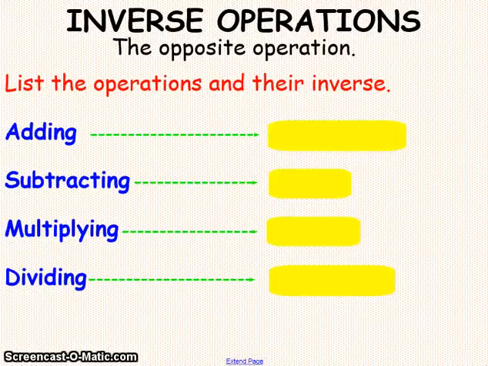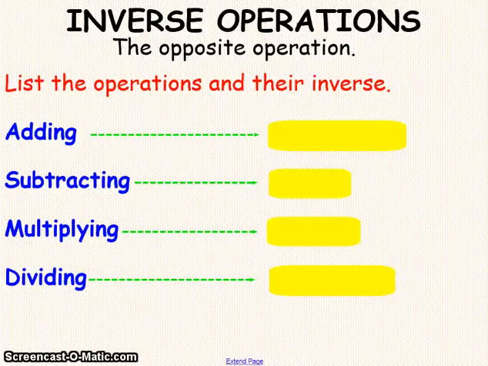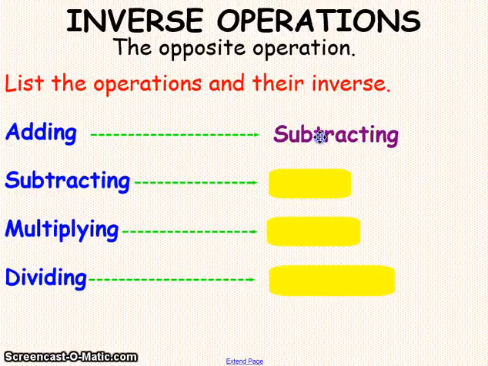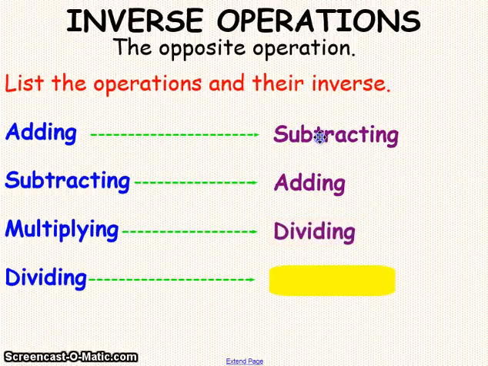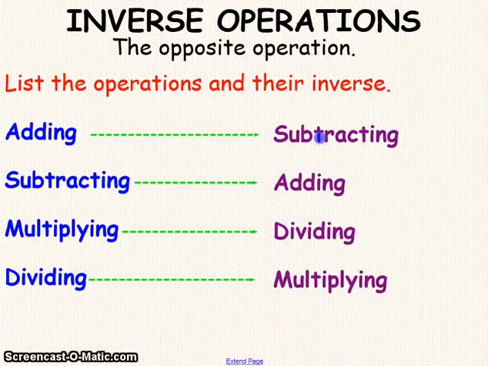Alright, so inverse operations, the opposite operation, that's all that means. I want to do the opposite of what's going on. So list the operations and their inverse. Just like we just talked about, I know that the opposite of adding is subtracting. The opposite of subtracting is adding. The opposite of multiplying is dividing, and the opposite of dividing is multiplication. If you can do that, then today should be fairly simple.